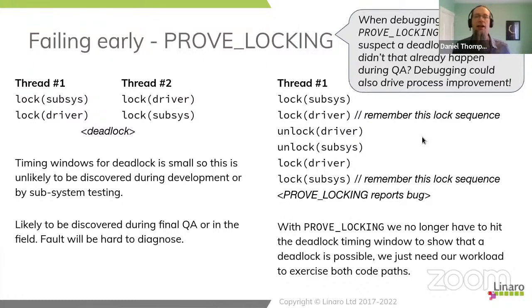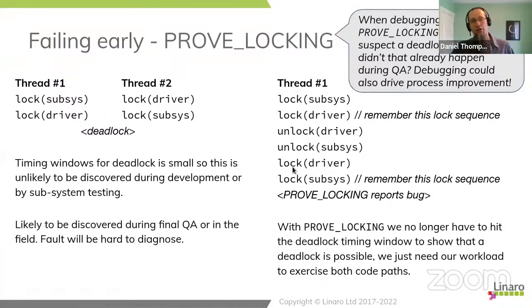Prove locking allows a different way to surface the problem. And it basically is based on the idea that these two fragments can be run by a single thread. You can have lock subsystem, lock driver, and at that point, prove locking or lockdep will remember that sequence of locks. It will remember that the subsystem lock was taken first and the driver lock was taken second.